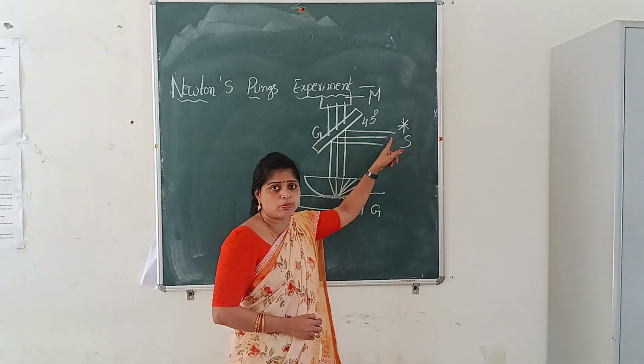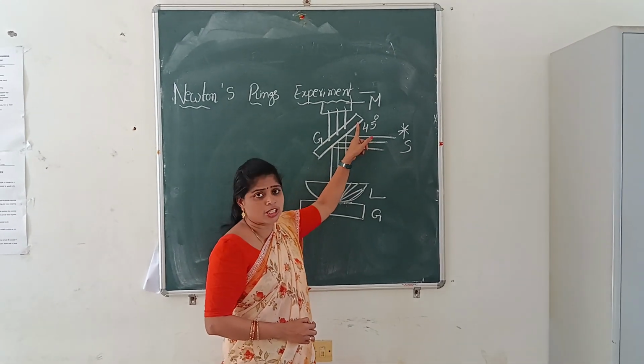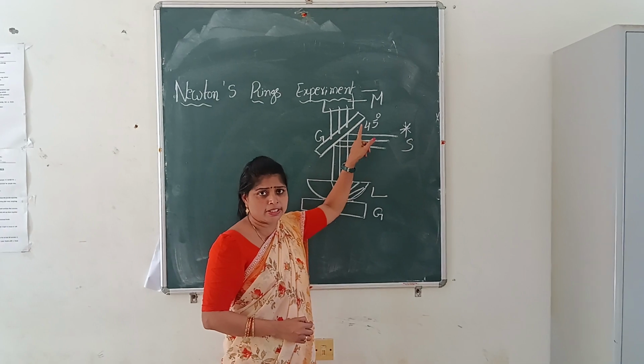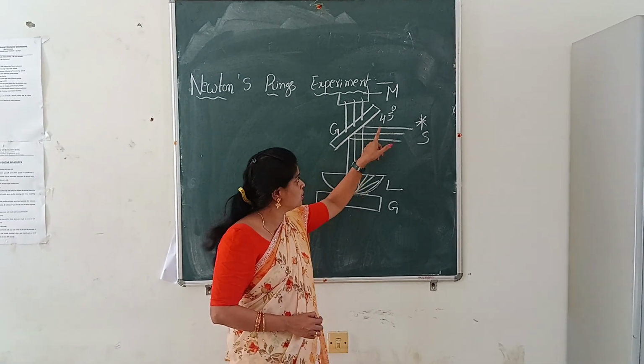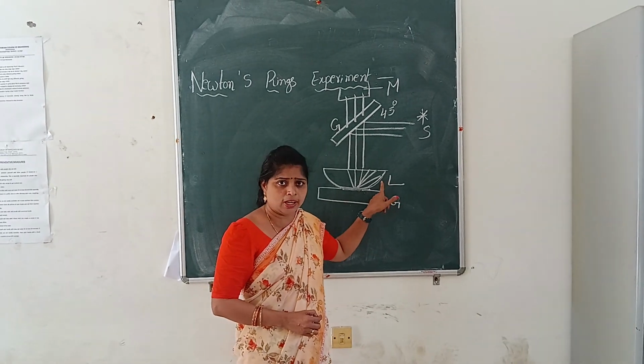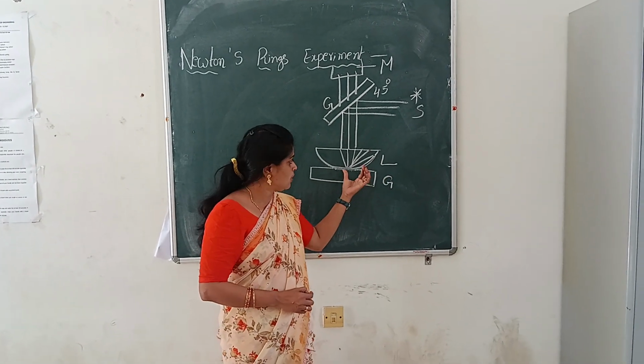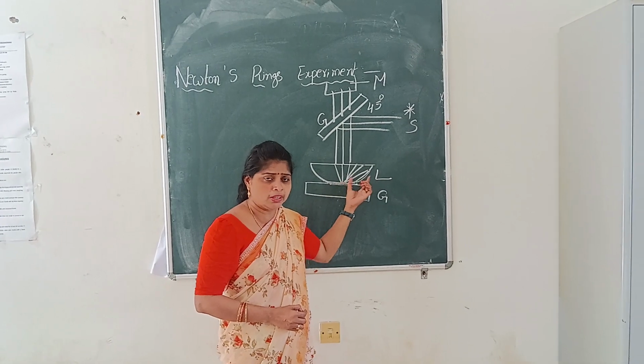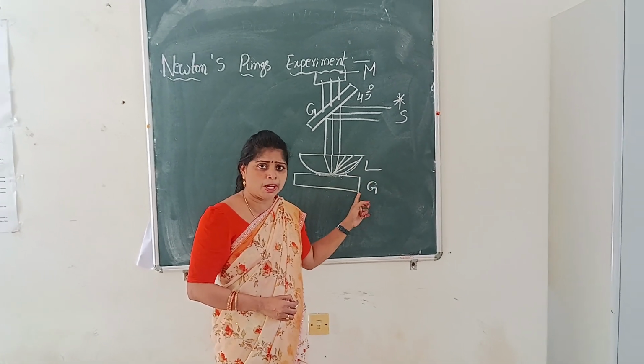S is the monochromatic source and G is the glass plate, arranged at 45 degrees. These incident rays are focused on the plano-convex lens L and the glass plate G. Here an air film is formed between the plano-convex lens and the glass plate G.